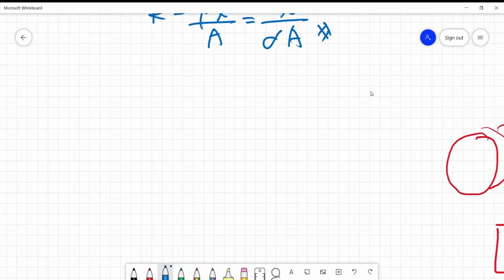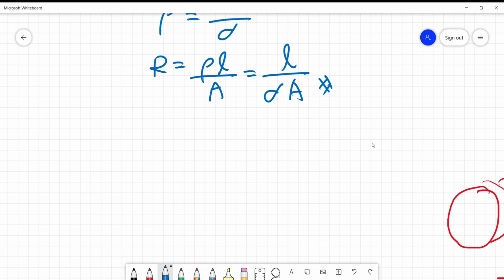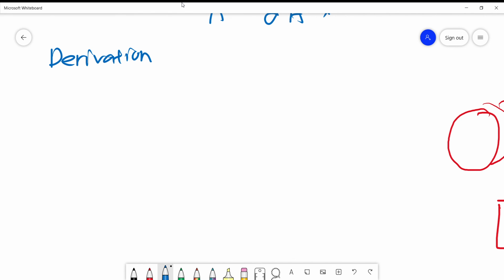Alright, so this is the basic introduction for the conductivity. So we're going to talk about the relation between the current density and the conductivity and the electric field. So we're going to look at the derivation of J equals sigma E, where J is the current density, sigma is the conductivity, and E is the electric field.